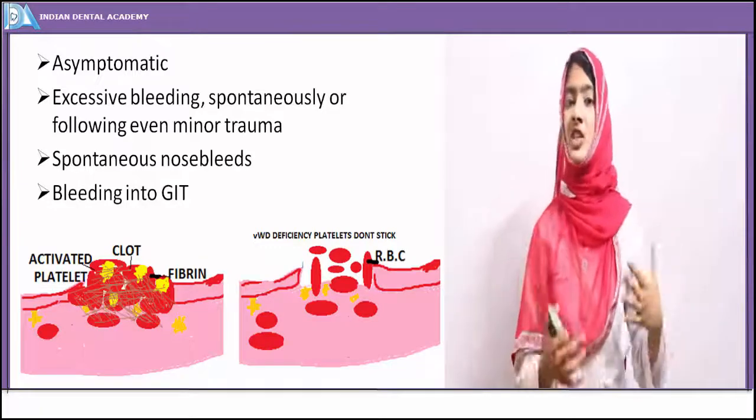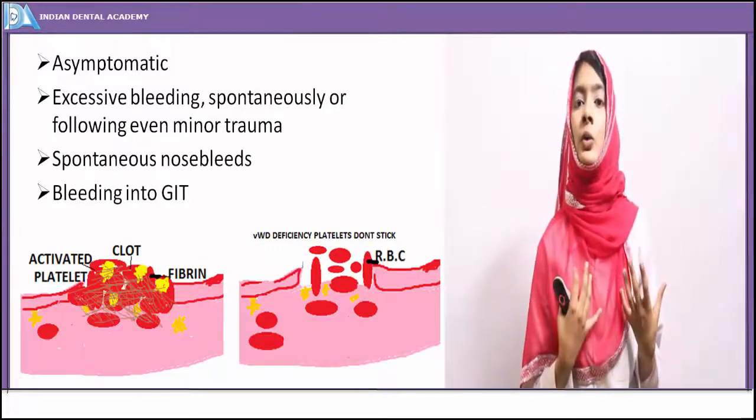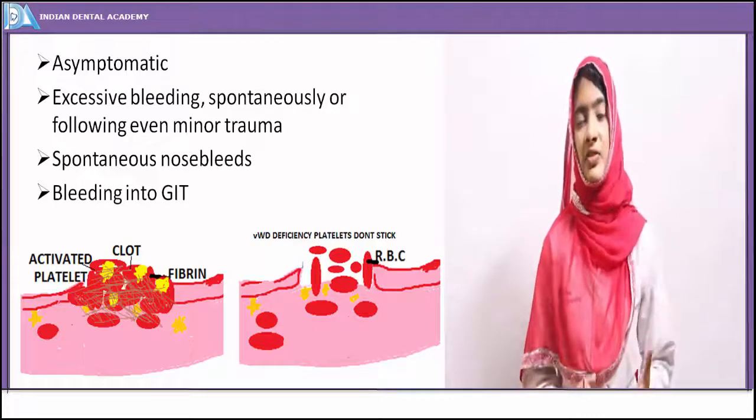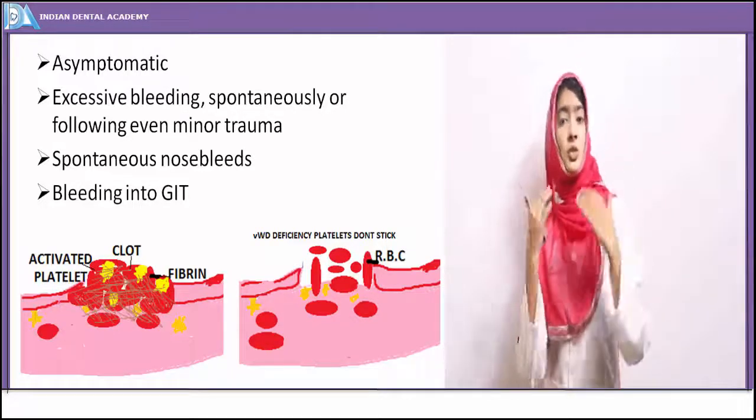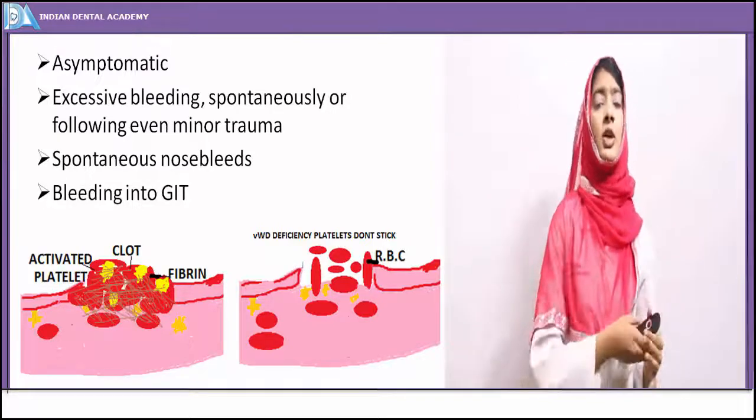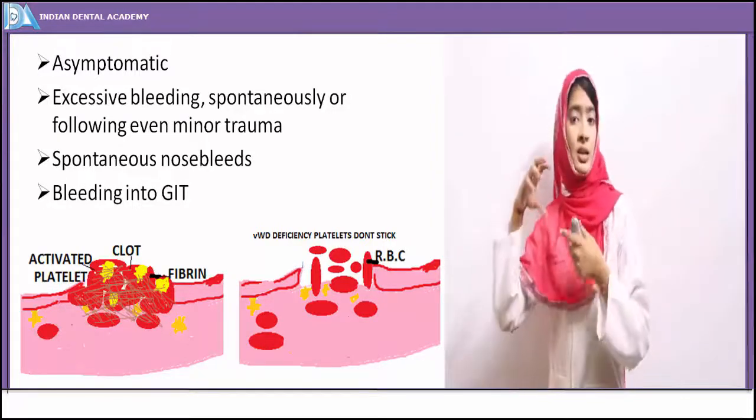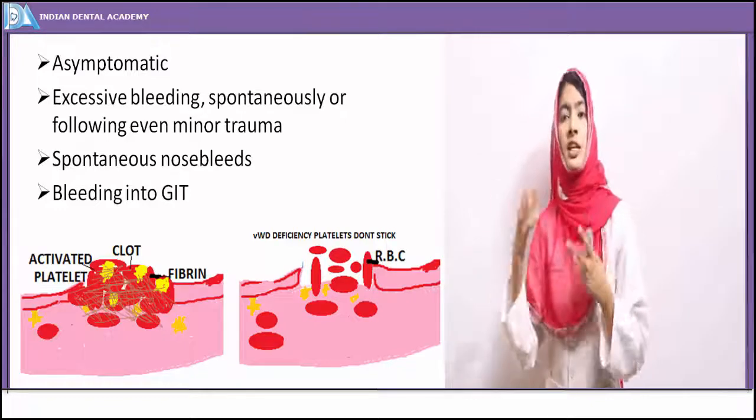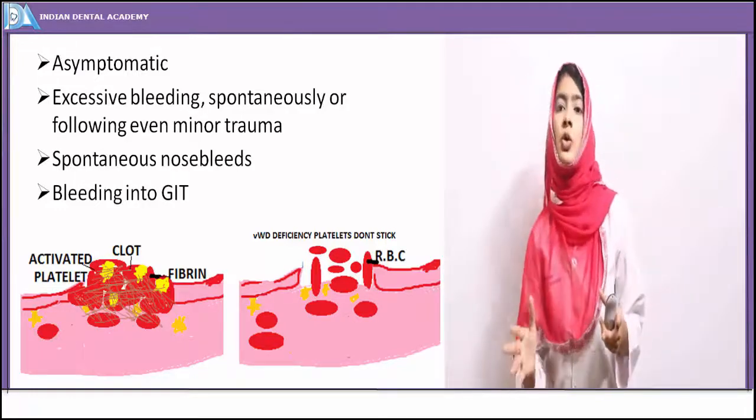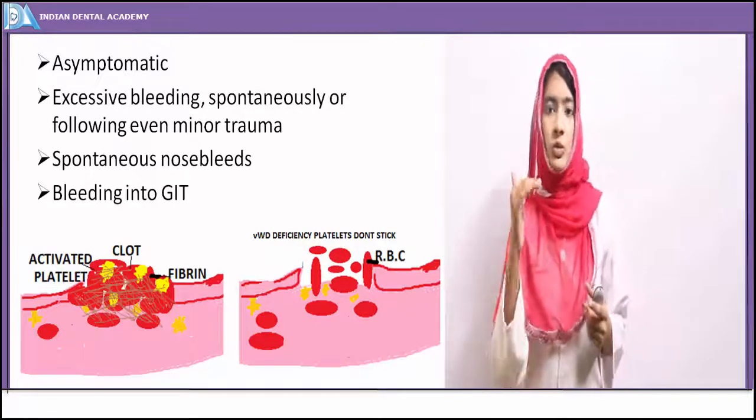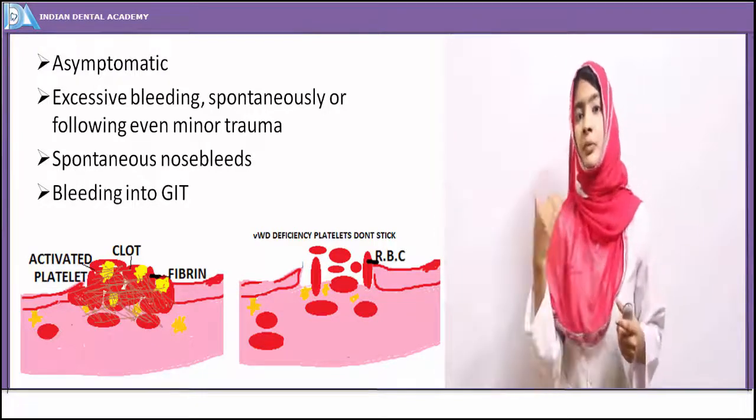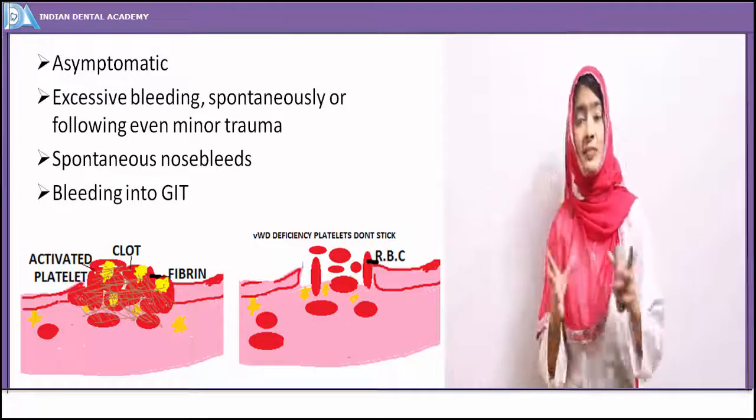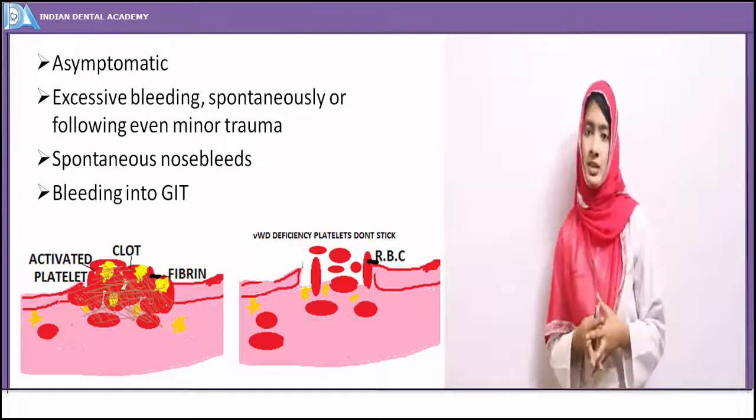Asymptomatic means the patient may not be able to realize that he is suffering from the disease, or there are no clinical manifestations, or it is usually seen when a patient undergoes extraction of the tooth and it is just bleeding profusely and spontaneously and there is no clot formation. At that time only you get to notice this disease.